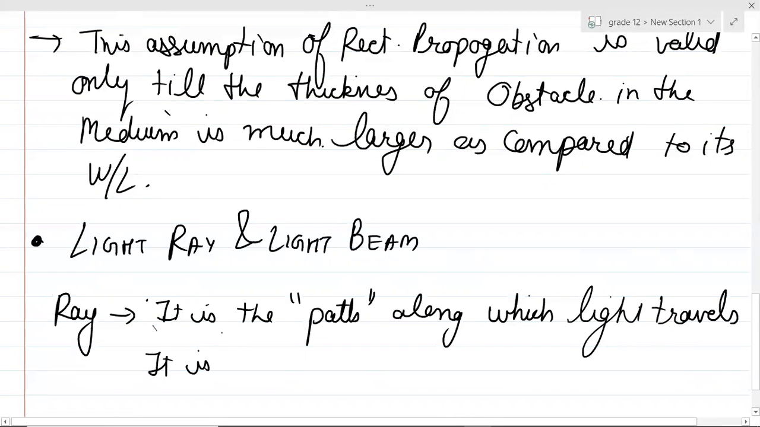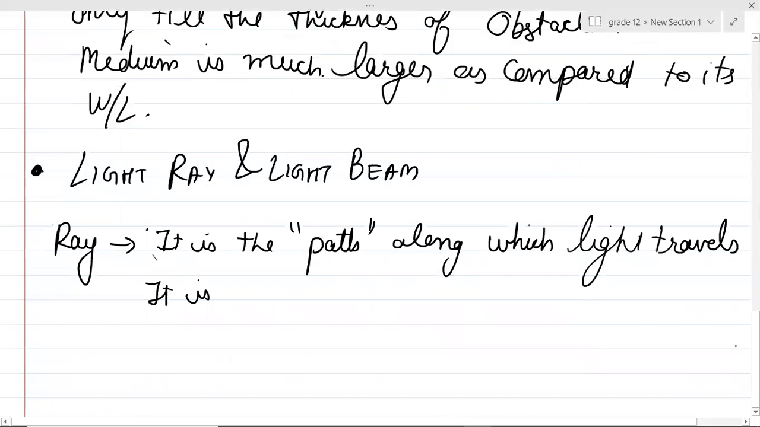It's just a hypothetical concept, right? Actually you won't be seeing the lines coming and all. It is just to understand ray optics or geometrical optics a little bit better. We have assumed this concept. Just to understand the magnetic field, we assume magnetic field lines, right? Similarly, just to understand how exactly the light is moving, we are assuming rays.